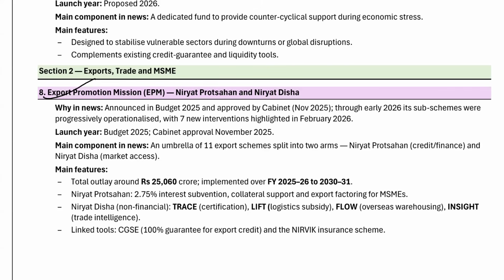That is EPM, that is Niryat Protsahan and Niryat Disha. I have already discussed this scheme under the circular also. This is repeating multiple times, so surely a question can be framed from this scheme. I hope so. So why is it in the news? Because it has been announced in Budget 2025 and approved by cabinet in November 2025. Please note it down. Through early 2026, sub-schemes were progressively operationalized with 7 new interventions highlighted in February 2026. This is why it is in the news.